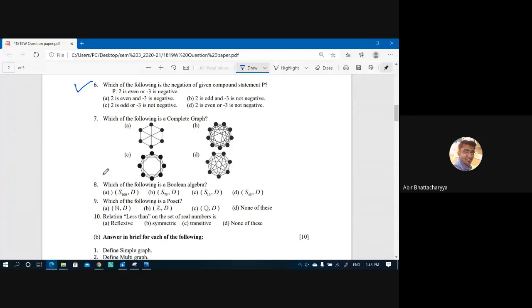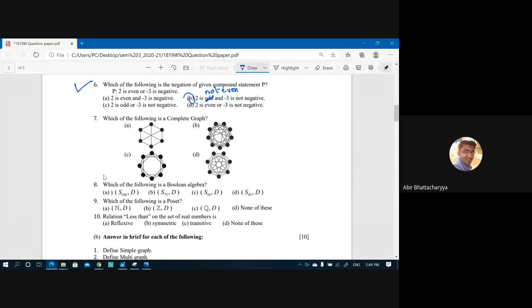All right, question number 6 again. Yes, 2 is even. The first statement should be its negation, which is 2 is not even. Here I feel the statement "2 is odd" is not exactly correct, but it should be 2 is not even. But still 2 is odd. There is no such option in this case, so option B is correct here.